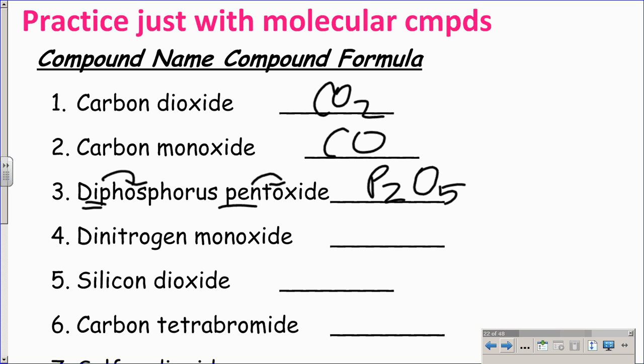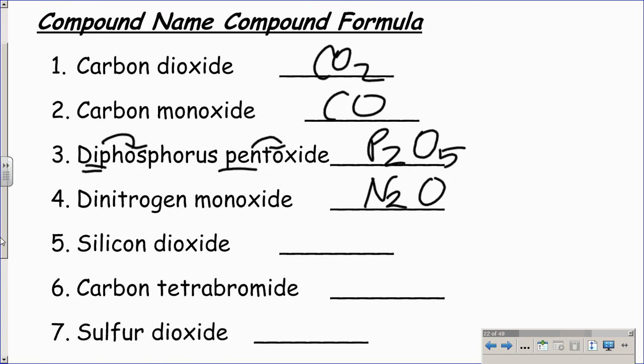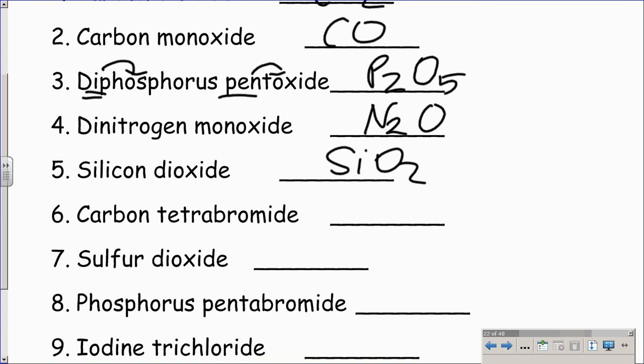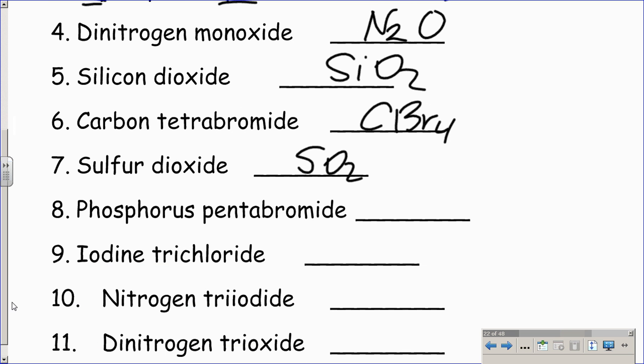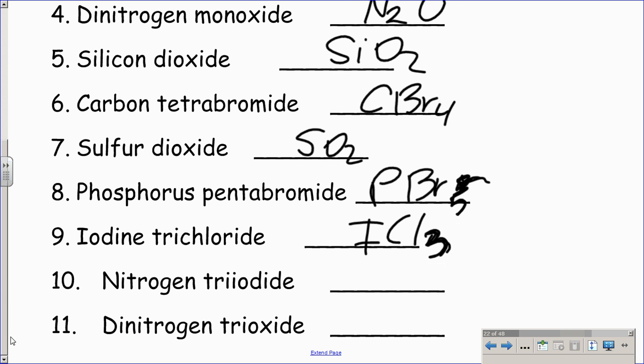Dinitrogen monoxide. N2O. Silicon dioxide. SiO2. Carbon tetrabromide. CBr4. Sulfur dioxide. SO2. Phosphorus pentabromide. PBr5. That's a 5. Okay. Iodine trichloride. ICl3. I'm not sure why I'm writing my 5s all awkward like. There we go. Nitrogen triiodide. NI3.